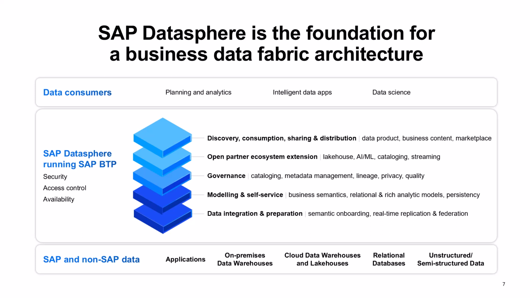If you look at this layered architecture diagram here, you see in the different layers these features and capabilities I just talked about being represented. And of course, we can consume data from SAP systems, but also from non-SAP systems. Might it be data warehouses on-premise or in the cloud, lakehouses, relational databases, structured, semi-structured data, right, to make that available for data consumers with their tooling.